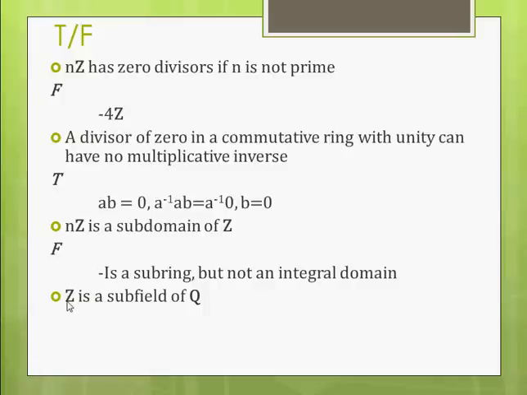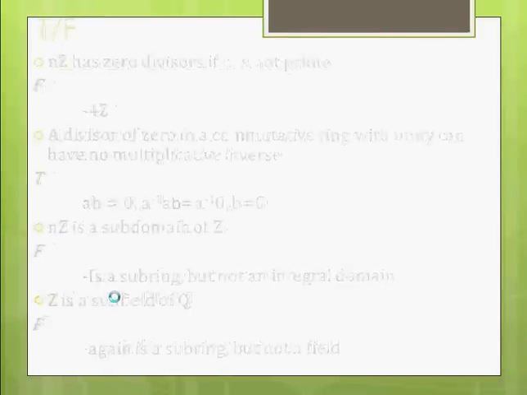The set of integers, is the set of integers a subfield of the rationals? Well, we know that the integers are a subring of the rationals, but in order to be a subfield, it needs to be a field. And the integers don't have a multiplicative inverse for every non-zero element, so it's not a field. So it can't be a subfield. So those are some true or false. And let's do our proof time.